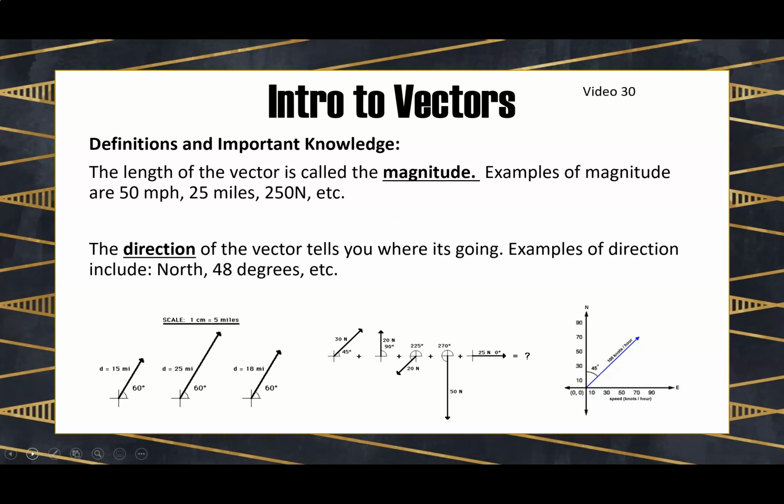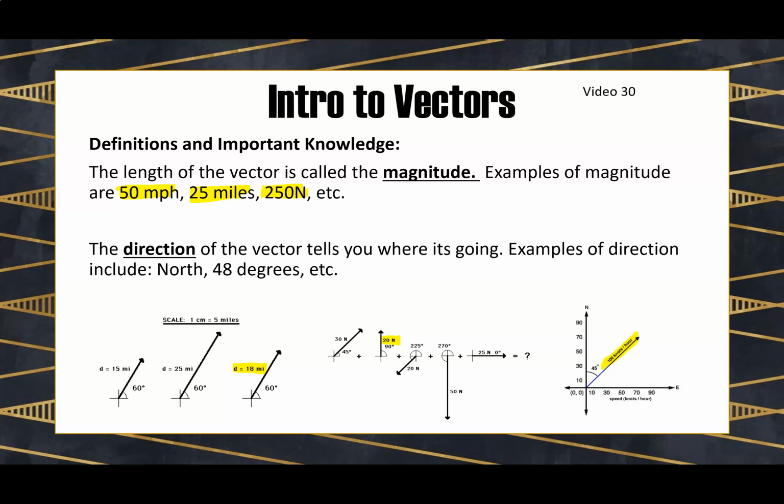Okay. The length of the vector is called the magnitude. We know that. I'm just repeating it. It's very important. And here's some examples. So I've stated them before. You can have a length or a magnitude of 50 miles per hour, 25 miles, 250 newtons. So here's an example when we're using miles. Here's when we're using newtons, which is just a force, right, if you think about physics. And then this one's 100 knots per hour. That's basically a velocity, if you will, or a speed.